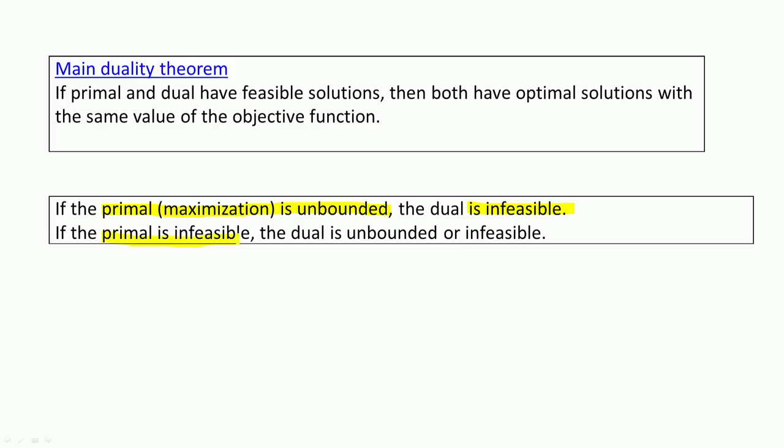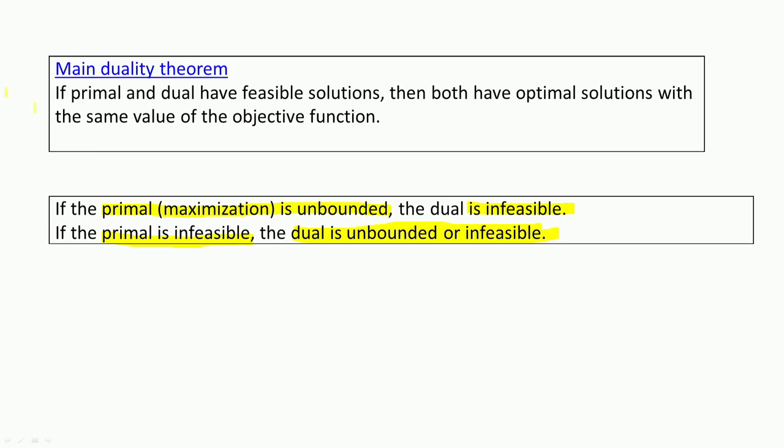Now, the other thing that can happen: if the primal itself is infeasible, what will happen to the dual? If the primal maximization is infeasible, logically we would say that the dual will become unbounded, but what actually happens is the dual can become either unbounded or infeasible. So, both these things can happen when the primal, which is maximization, is infeasible.